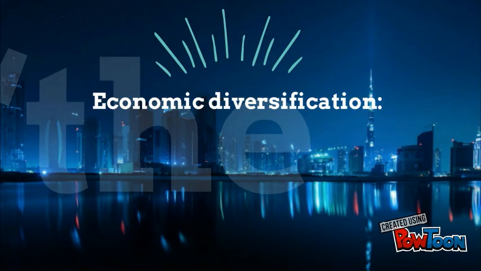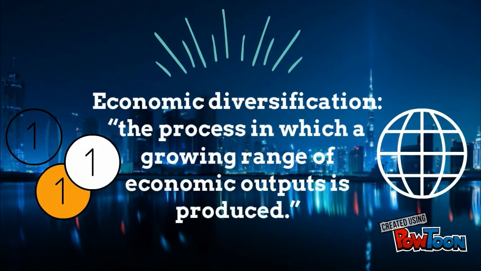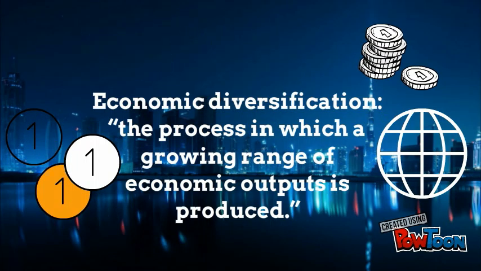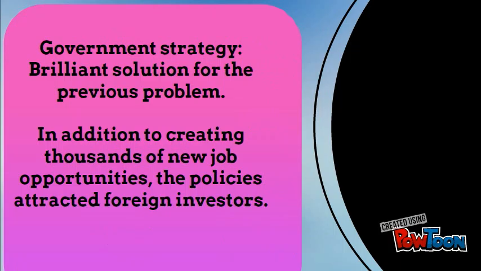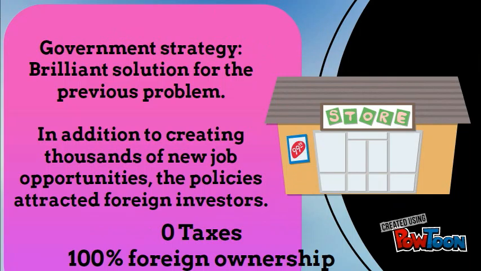The government of the UAE did a series of strategies to encourage economic diversification, which is the process in which a growing range of economic outputs is produced, and lead to a brilliant solution. The government did a strategy. It changed their market policies and allowed free trade zones. These policies encourage business freedom because they offer 100% foreign ownership and zero taxes. Soon, people started to open their own businesses and foreign companies arrived quickly.